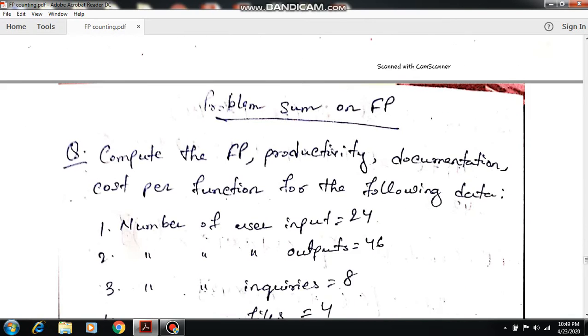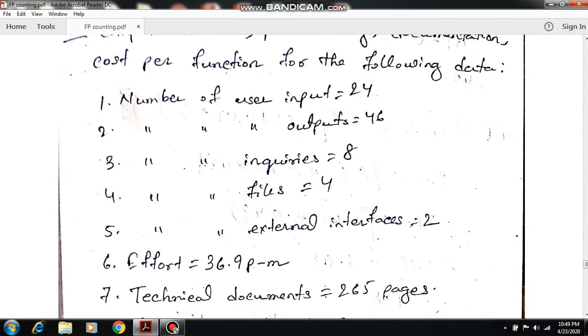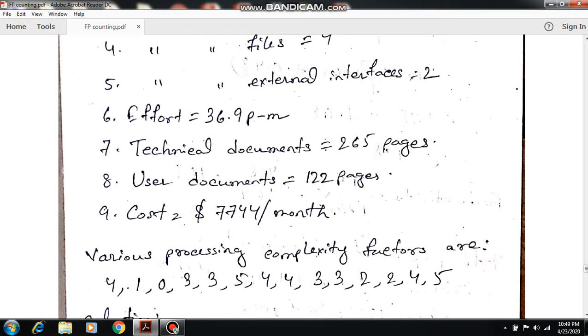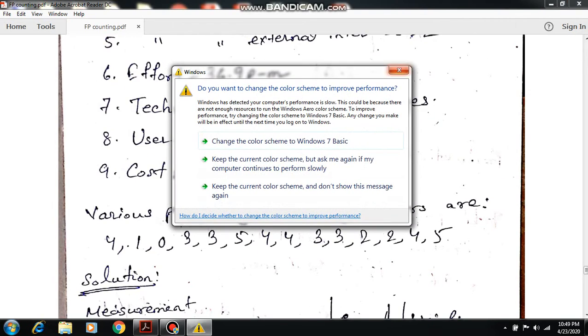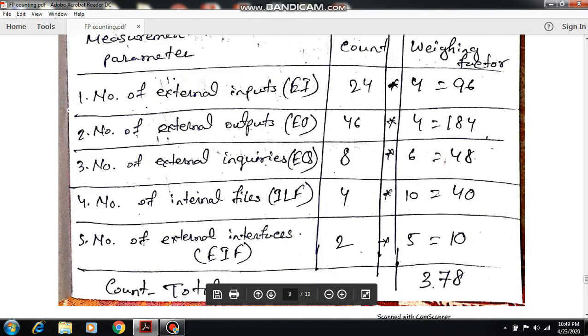Now we're going through another sum problem of the AP. Compute AP, productivity, documentation, and cost per function for the following data. So these are the data. Effort is given, technical documentation is given, user documentation is given, cost is given, and various processing complexity factors are also given. Now go for the solution. So these are the parameters.